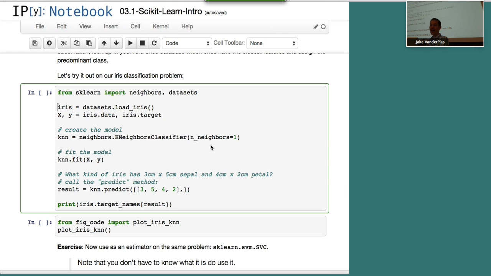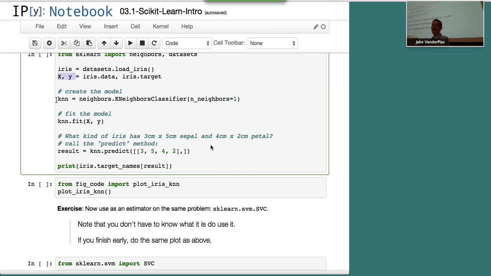We're going to use the iris data here again. So we load the iris data. For short, we're going to call the data and the target X and Y, like I did up there. That's kind of the standard that I tend to use. Now we're going to create the model. This time we're going to use a k-neighbors classifier.